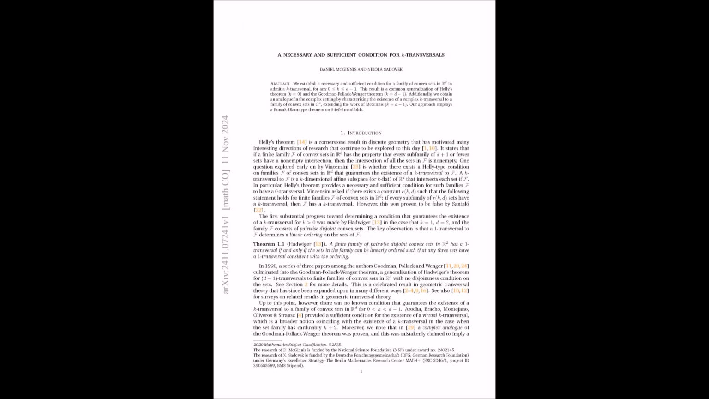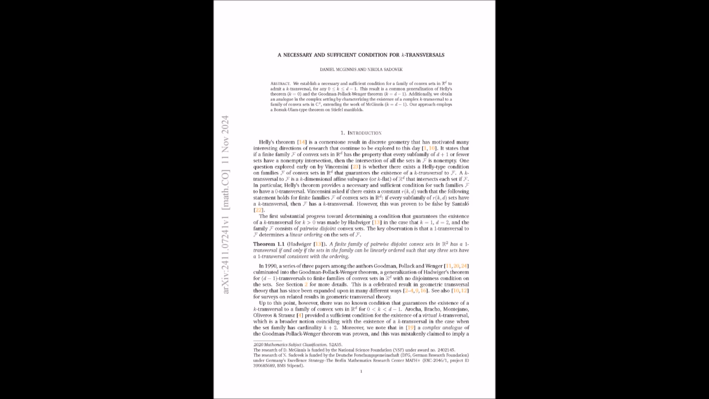What's the background? Well, this paper actually solves a problem that has been lingering in geometric transversal theory for quite a while now. It's all about figuring out when you can be absolutely sure that a collection of shapes can be sliced through by a single line, plane, or a higher dimensional equivalent.